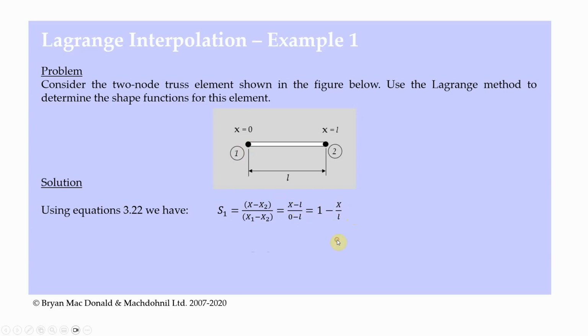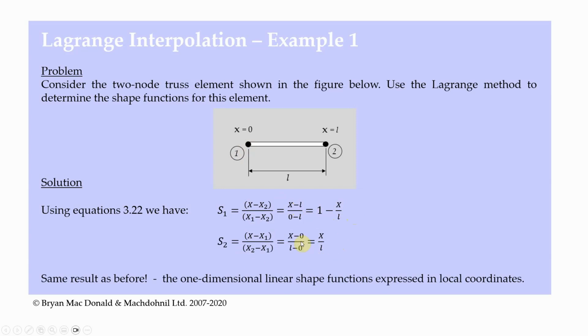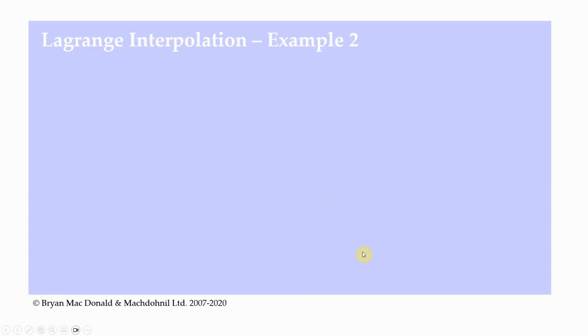And similarly for S2, put in all the values and we get x over L. So notice something familiar here, the same result as before. These are the one-dimensional linear shape functions expressed in local coordinates. So they're exactly what we got before, expressed in local coordinates. Let's look at another example.